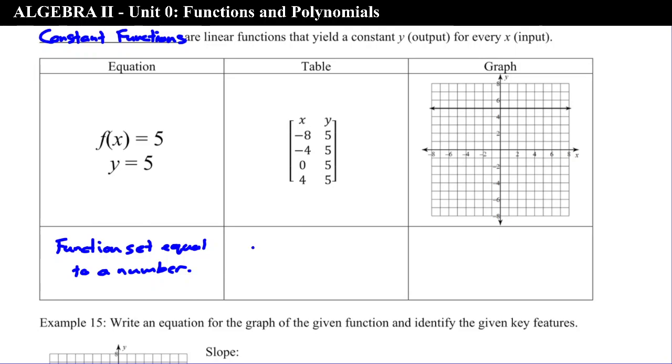In a table, it's just as easy to find if you have a constant function. It's characterized by a constant value for y. So in this table, you can see that every value for y all the way down is 5. Again, it doesn't have to be 5. It just needs to be the same number all the way down. And finally, for a graph, you have a line, but this time it is a horizontal line. So this is why a horizontal line is not considered a linear function, because it's considered a constant function instead.